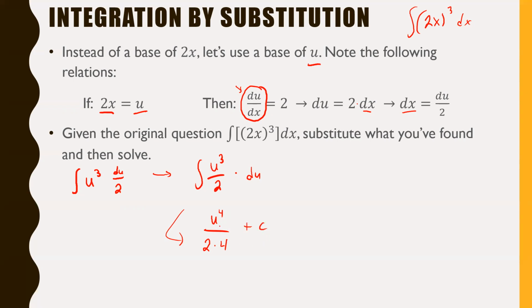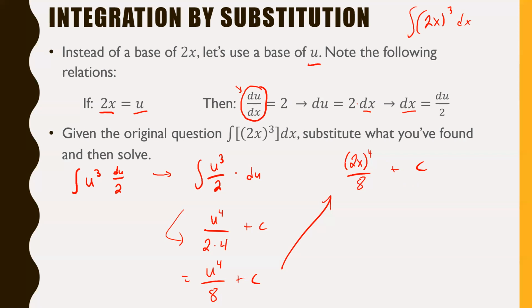Now, here's the thing, of course, u to the power of 4 over 2 times 4, might as well write that as u to the power of 4 over 8 plus c. And remember, this question was never in terms of u in the first place. That's just what we substituted. So let's substitute this back now. Instead of having u, let's substitute that back in as 2x. So it's 2x in brackets to the power of 4 divided by 8 plus c.